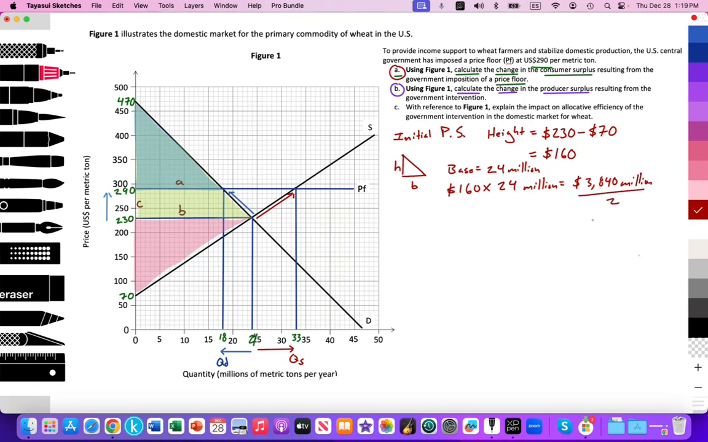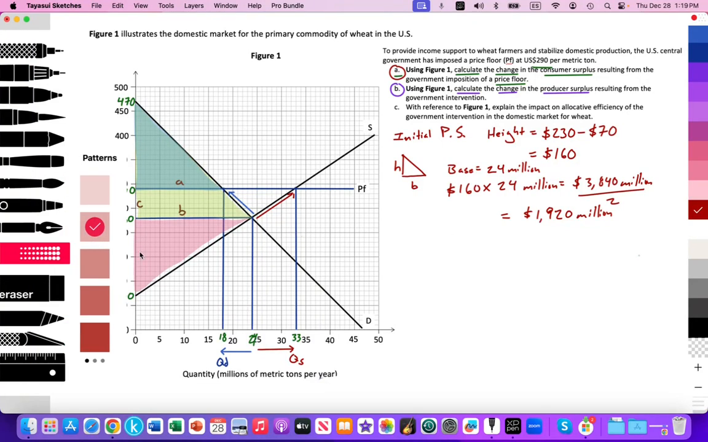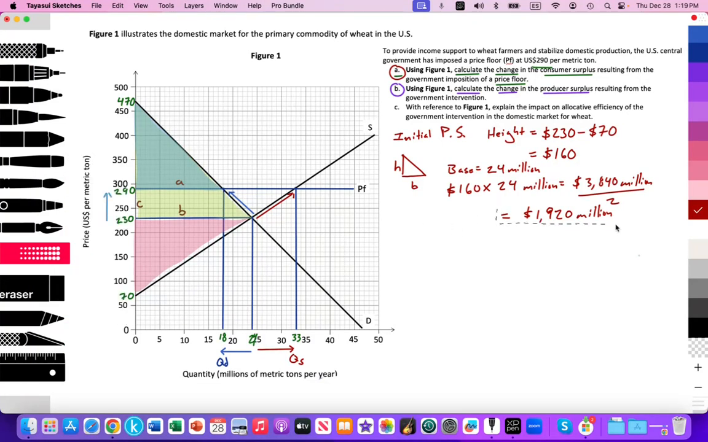Divide that by 2 since it's a triangle. And that will give me an answer of 1,920 million. So I'm going to highlight that as my initial producer surplus. Then I'm going to move on to the next producer surplus.